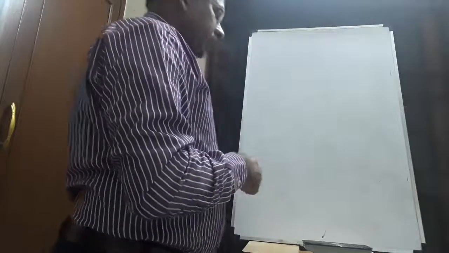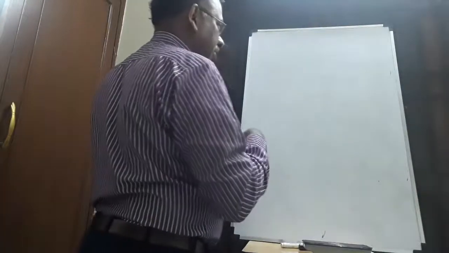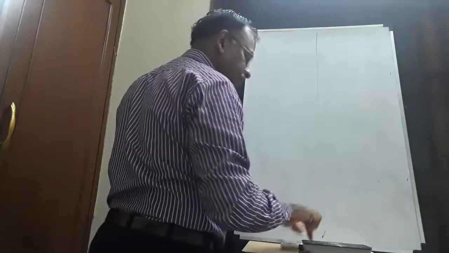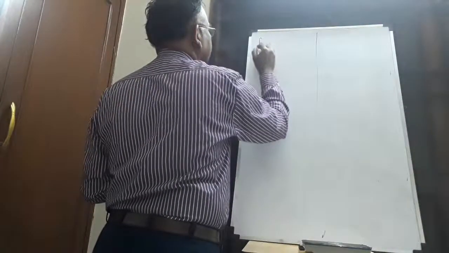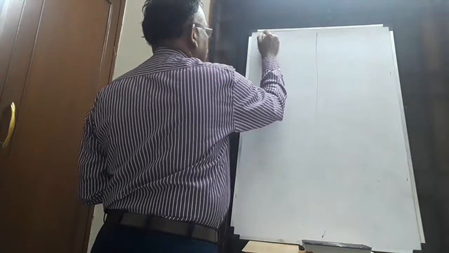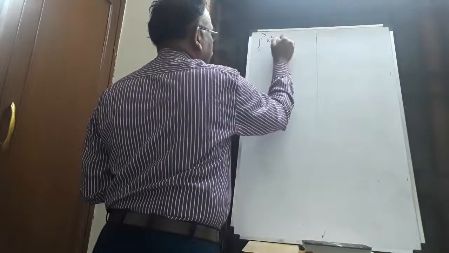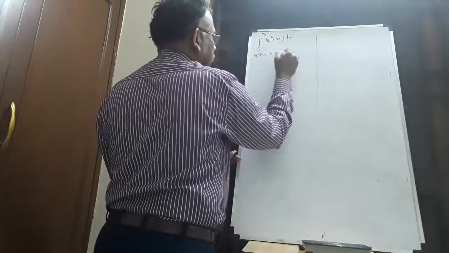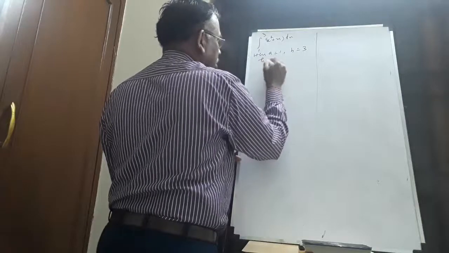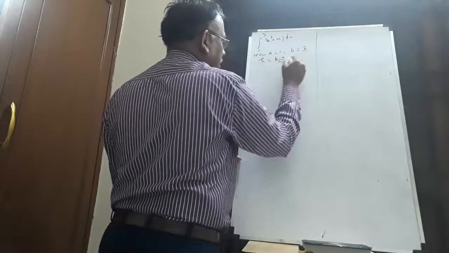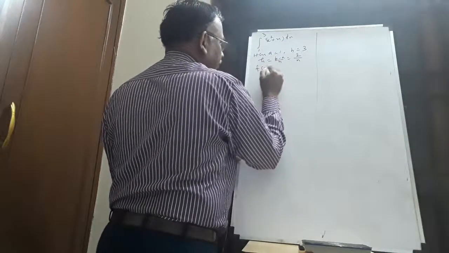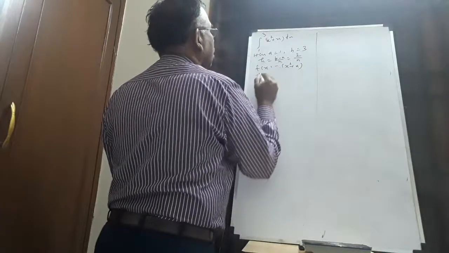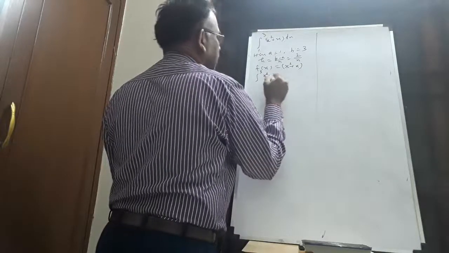Let it be. Let me take another example. For a change, let me take an integral whose lower limit is other than 0: integral 1 to 3 of x square plus 6 dx. Now here a happens to be 1, b happens to be 3, h is (b minus a) by n, which is 2 by n. My f of x is x square plus 6.